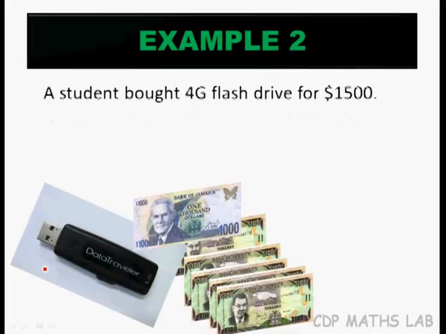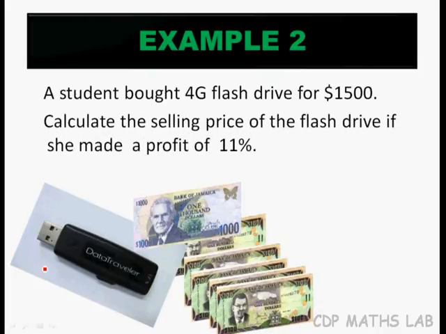Good. Now, a student bought a 4 gig flash drive for $1,500. Now, what I want you to pay attention to is that this $1,500 is a real-life cost, and this thumb drive will cost this amount of money. Now we are asking you to calculate the selling price of the flash drive if she made a profit of 11%. So tell me the information that we give you. Write it down. What is the information to use?